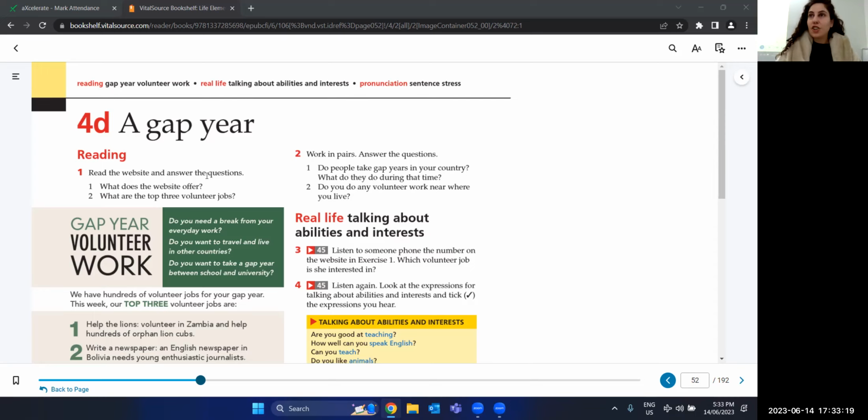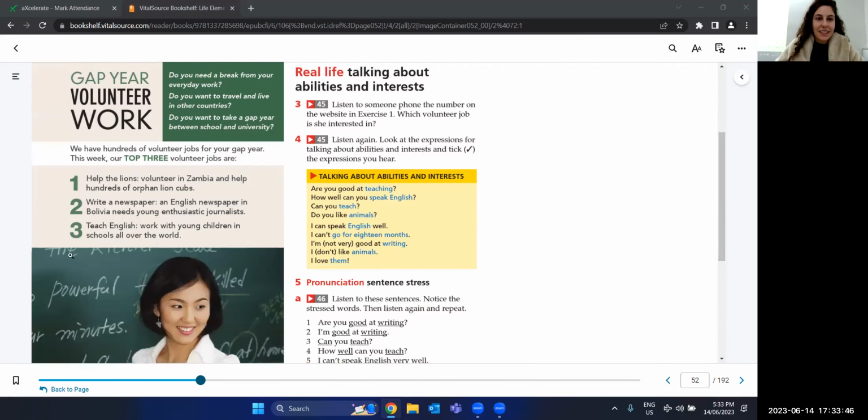So volunteer jobs is when you do a job, but for no money. So you volunteer, you give your time because you want to help. You know, it's volunteer. You can volunteer to help the sick people. You can volunteer with the animals. You can volunteer to clean up the country. I mean, there's many jobs.